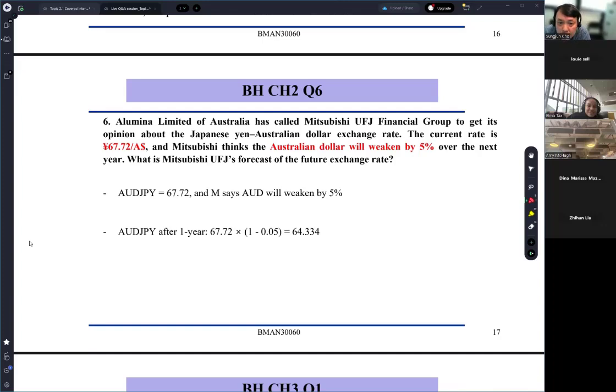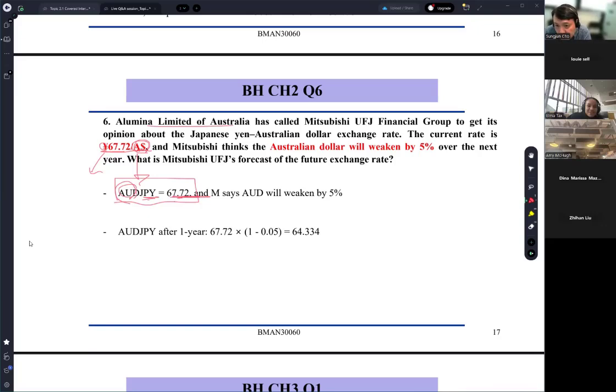Anyway, the question 6. This company has called Mitsubishi Financial Group to get its opinion about the Japanese yen, Australian dollar exchange rate. The current rate is this one. This is the symbol for Australian dollar. So I can use this expression: AUD/JPY is equal to 67.72. Australian dollar is in the denominator, yen is in the numerator. For one Australian dollar, this is the yen amount, right?